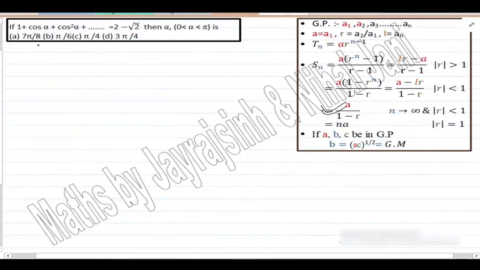Ta-da! In our next question, we have an infinite sequence in GP. 1 plus cos alpha plus cos square alpha up to dot dot dot infinity is equal to 2 minus root 2.